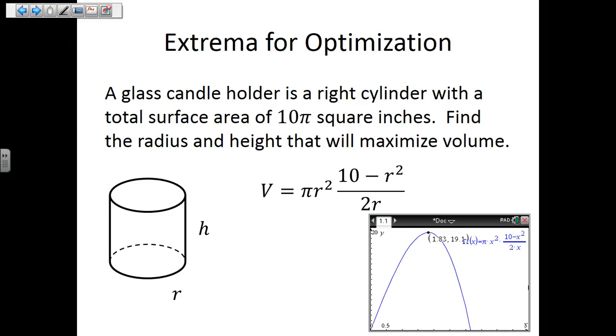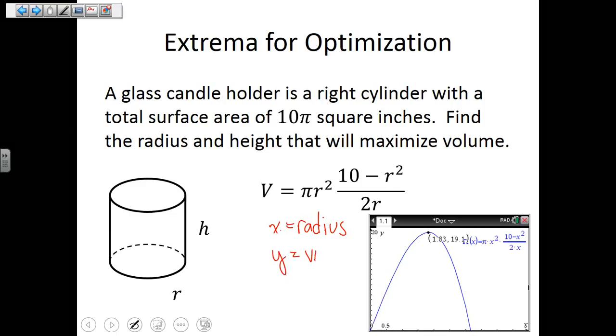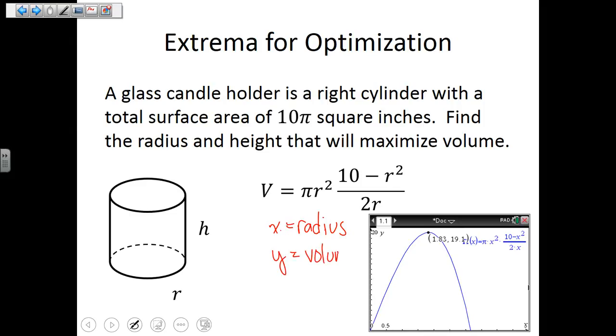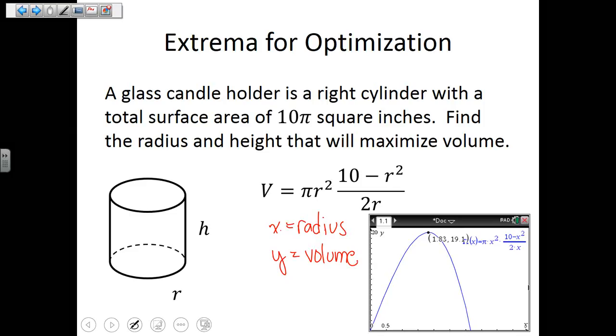Now, you need to remember, don't just jump to any conclusions here. You've got to remember that your x is actually equal to the radius for your jar, the radius for your candle holder. And what your y is giving you is your volume. So we have looked at where our maximum volume is, but that doesn't answer the question. The question is, find the radius and the height.